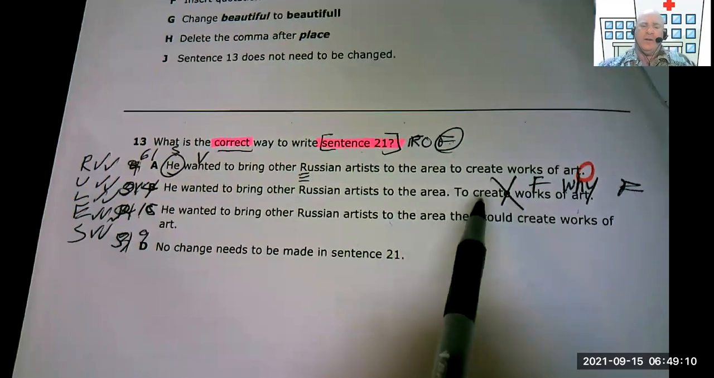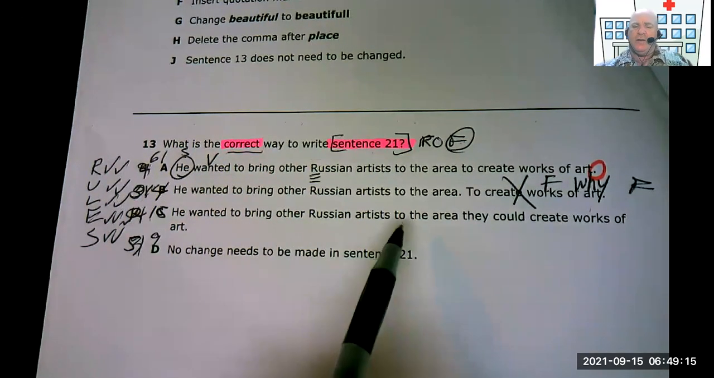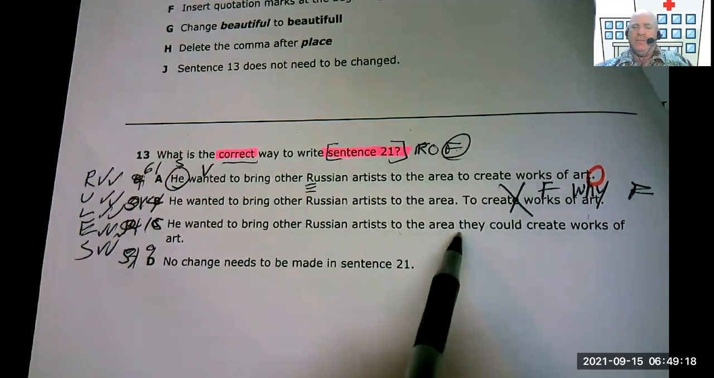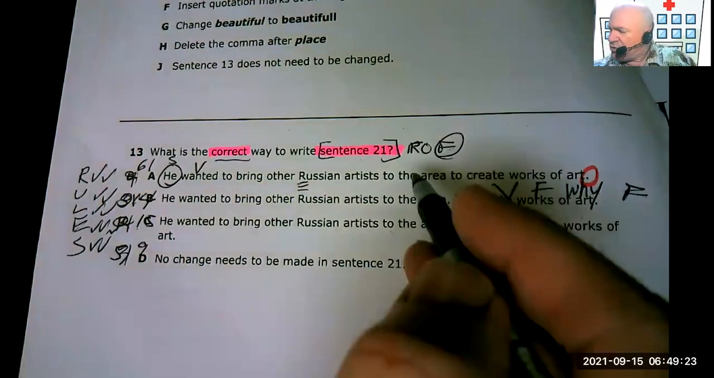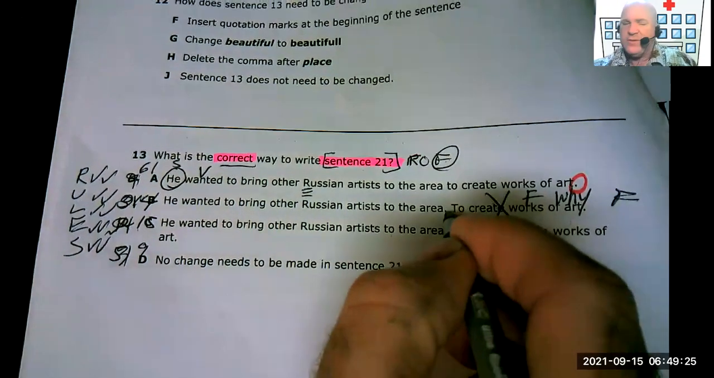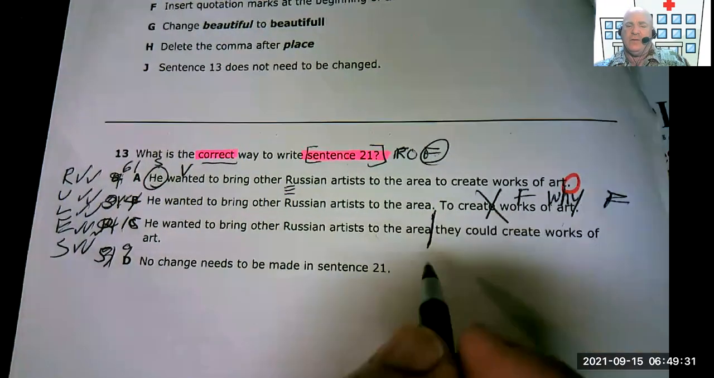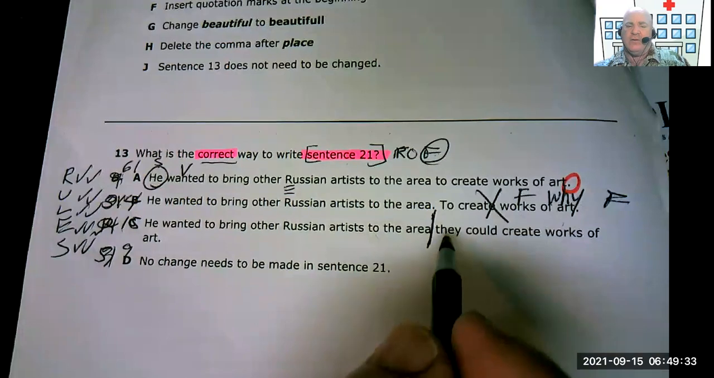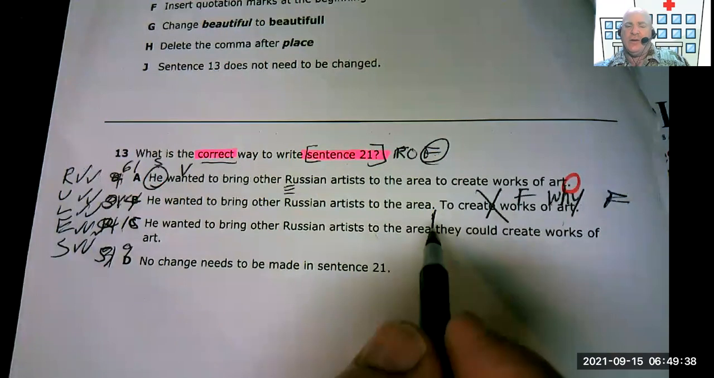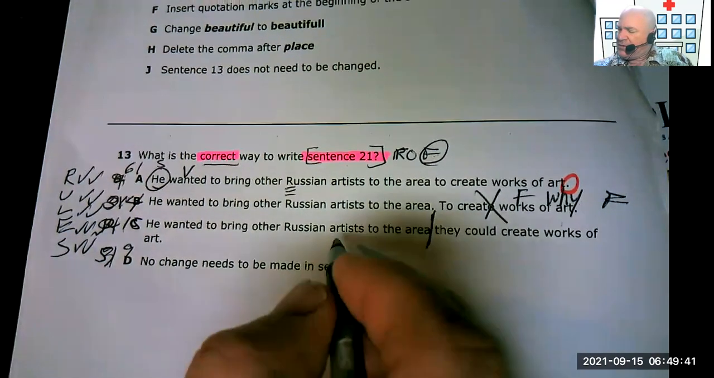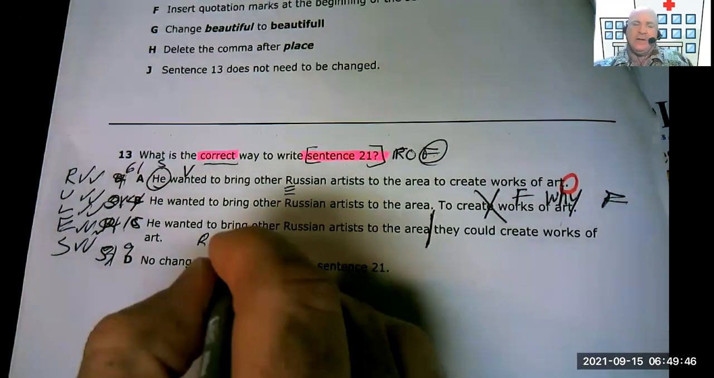Capital, he wanted to bring, the he is there, other capital Russian artists to the area. My brain made me pause. They could create works of art. So I'll draw a wall where I think they should have had a period. They suddenly stop and give another pronoun. They could create works of art. Who is they? The Russian artists, but you're not allowed to have a fragment turn into a run-on. So we would eliminate that letter choice.